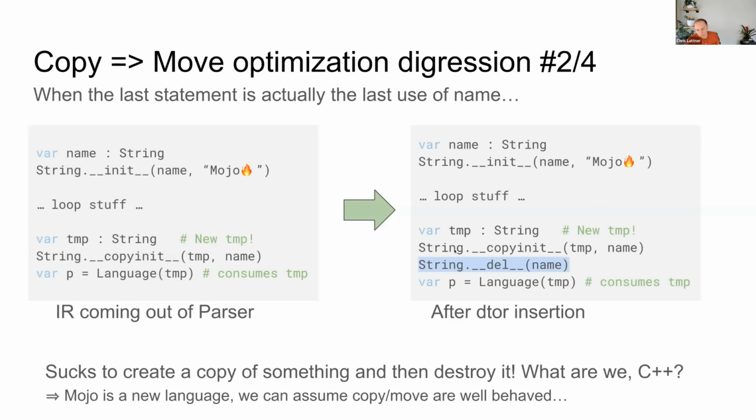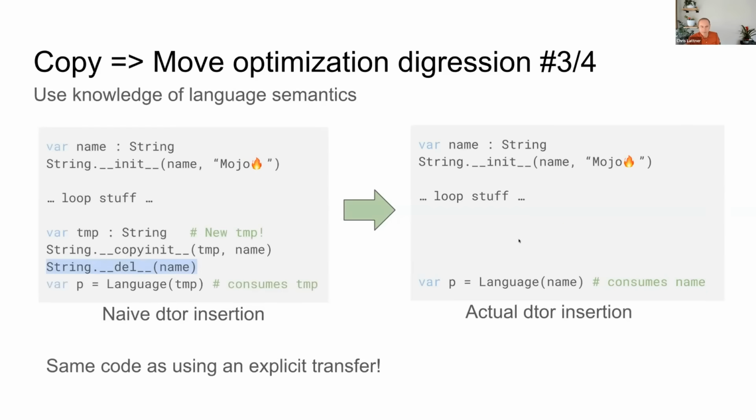Now we can do simple optimizations because Mojo assumes that your constructors and destructors are well behaved, and it can know I'm deleting a thing right after a copy. When check lifetimes inserts a delete, if the thing's a copy, it all disappears. None of this copy, none of the temporary, none of this stuff ends up happening. It just gives you the same thing you would have got if you used the transfer operator directly.